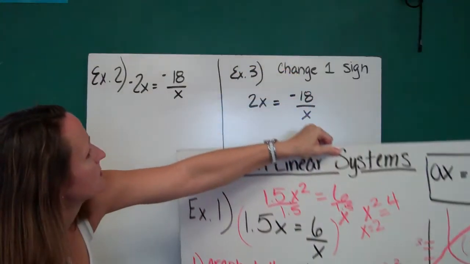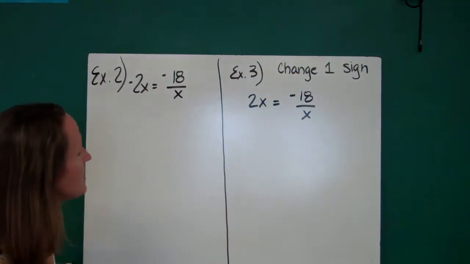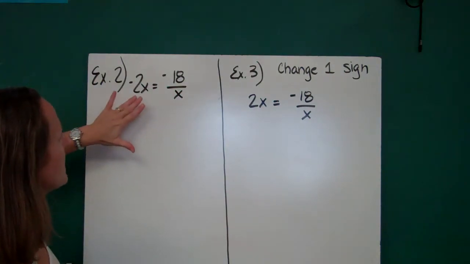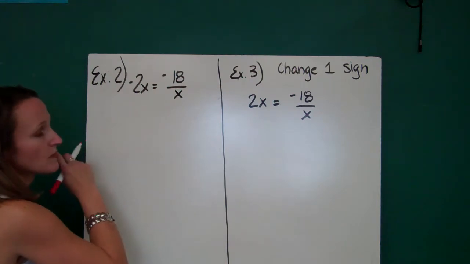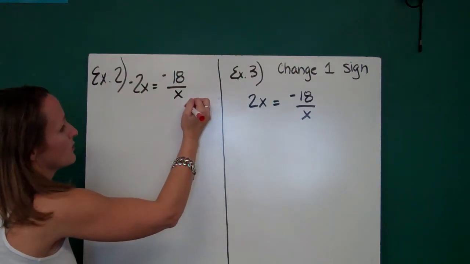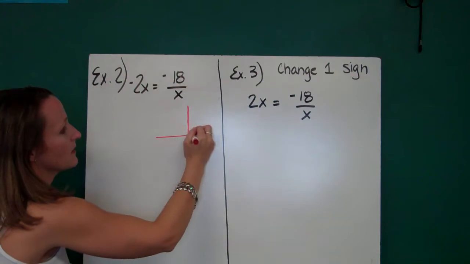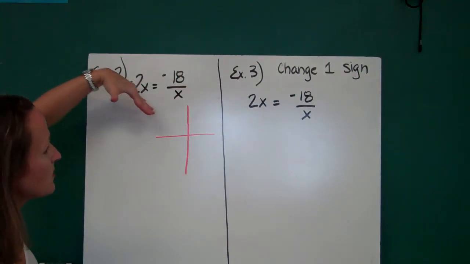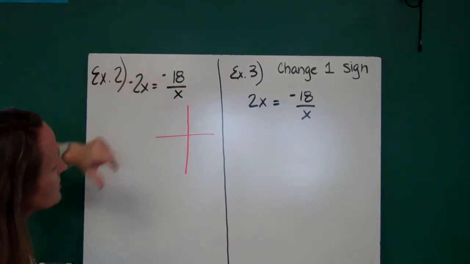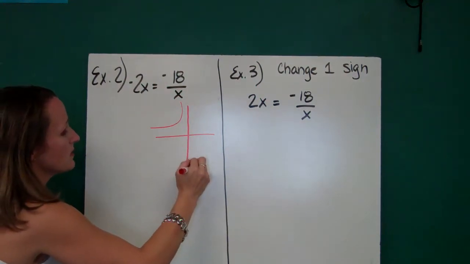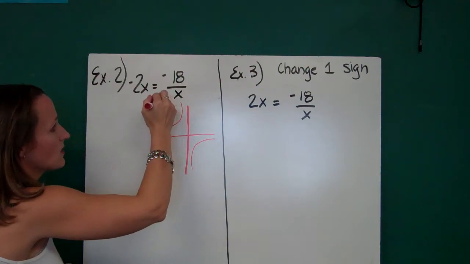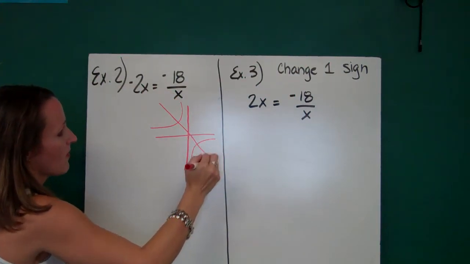Let's try another one. Okay, this time I threw in some negatives. Say we have negative 2x equals negative 18 over x. Okay, so we want to graph it. This time it's negative. So our line should be going negative and our variation should be negative. So our curves are going to come up here and down here. Our line is going to be going down.